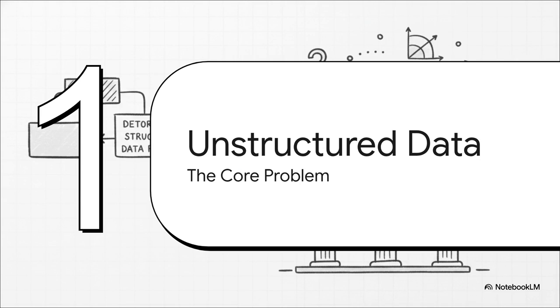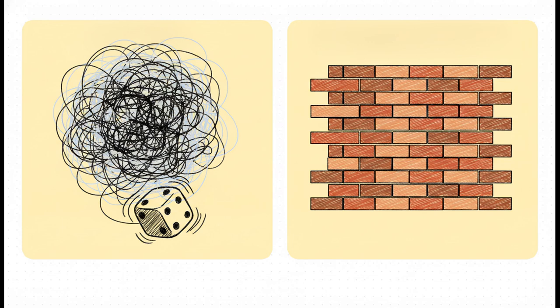All right, kicking things off with Section 1, the unstructured data problem. So here is the core issue we're dealing with. Probabilistic text generation is fundamentally terrible for deterministic databases. Notice the inherent tension here? It's like trying to fit a cloud into a rigid box.